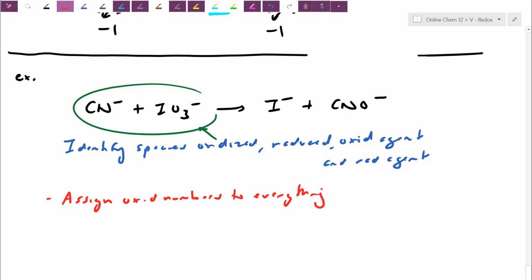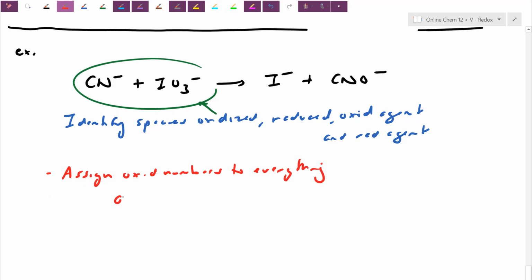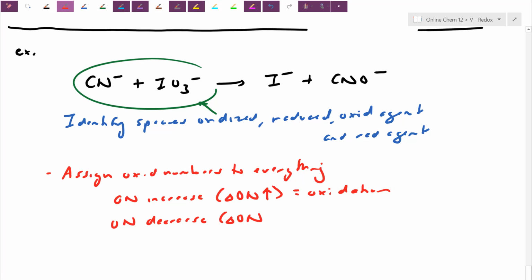And how we're going to be looking at these numbers here is, if your oxidation number increases, if it goes from a small number to a big number, we can write that down. The change in oxidation number is positive. That's actually going to be an oxidation. If the oxidation number decreases, if I go final minus initial and this one here is a negative number, this one here is going to be a reduction.